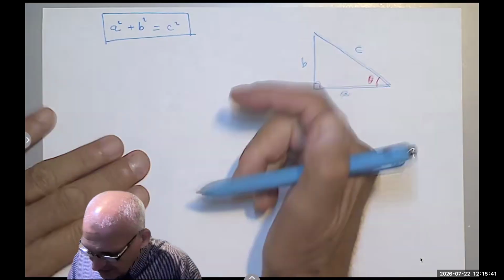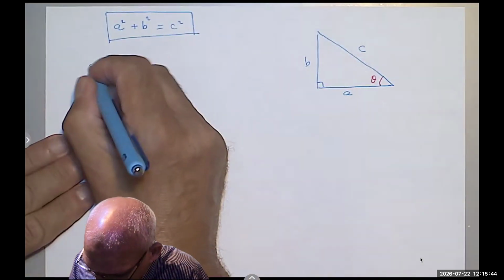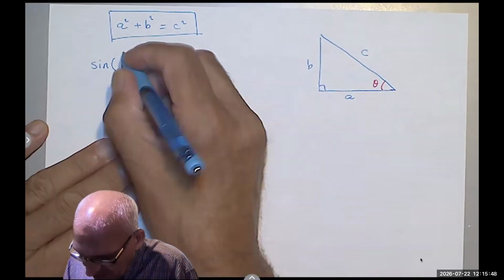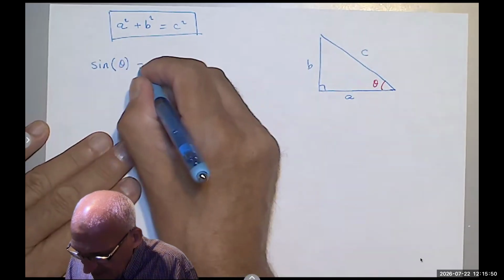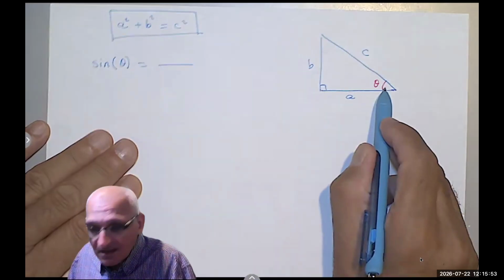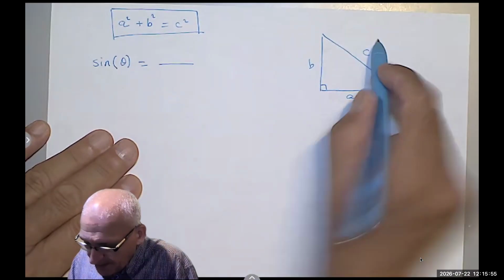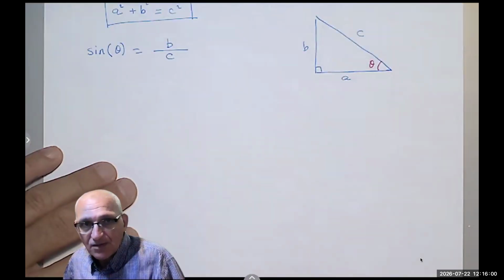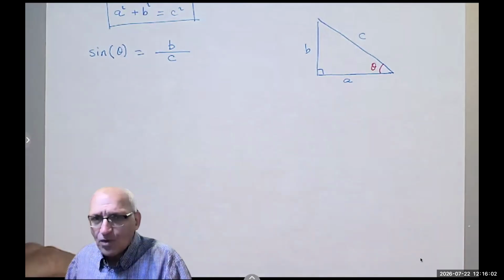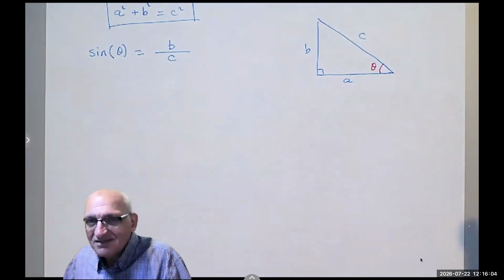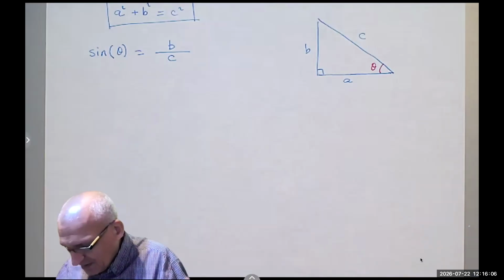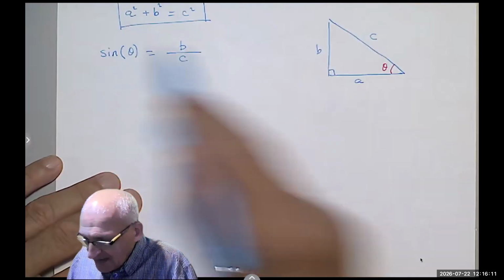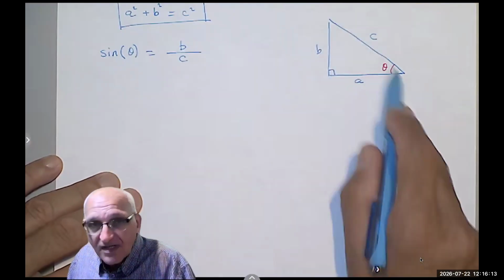So we define the first function as the sine, S-I-N-E, but we write it S-I-N of theta. The sine of an angle is opposite over hypotenuse. It's B over C. They will tell you, oh, it's SOHCAHTOA. I don't see what you gain by memorizing that. But anyway, the sine is the opposite over the hypotenuse.